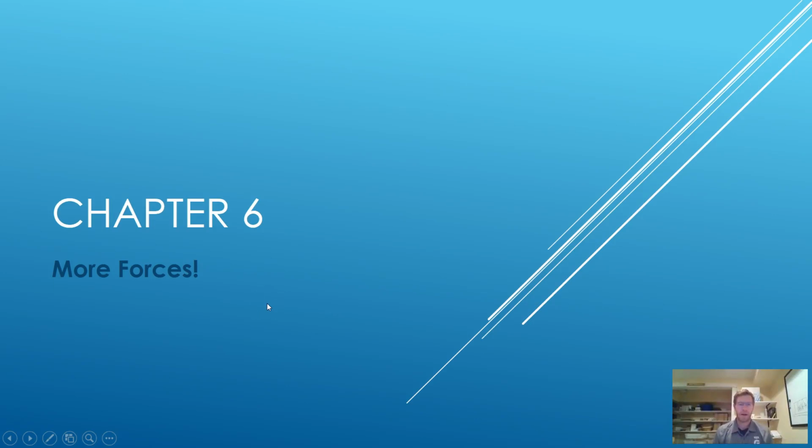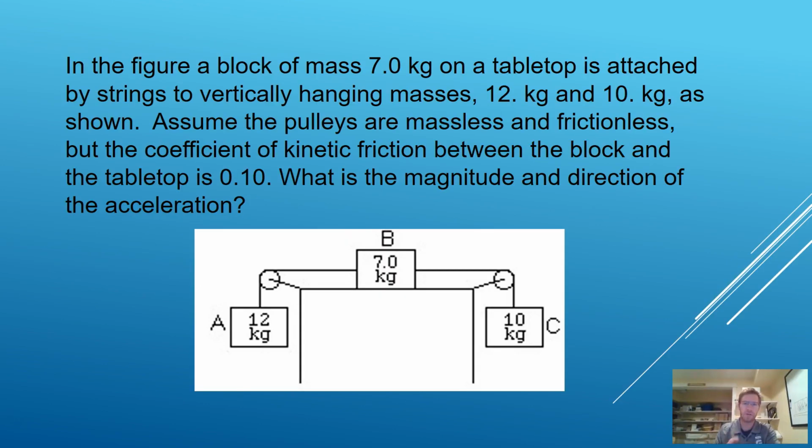Welcome back, class. I have a pretty tricky example problem for you now from chapter 6, to observe the application of Newton's laws to objects where we have not only different types of forces, tension, gravity, and so on, but we also have frictional force. So this is the problem here, and it's a pretty tricky one.